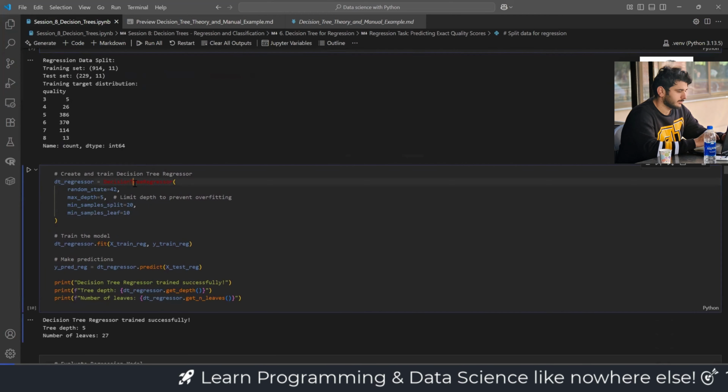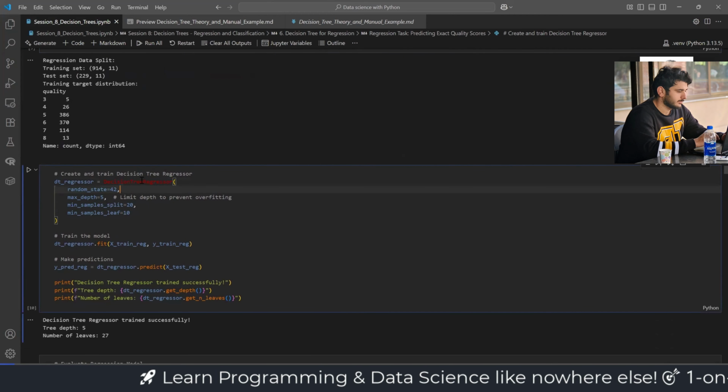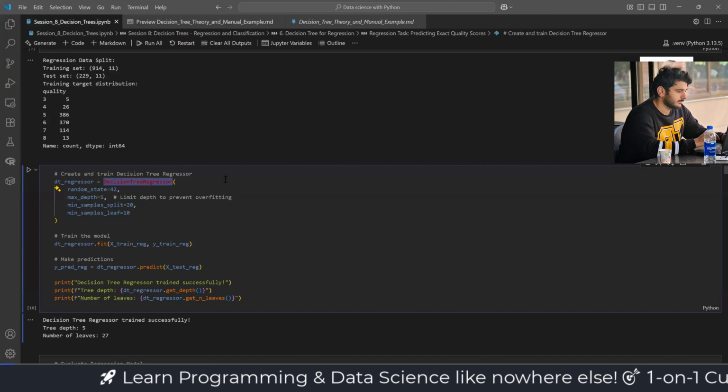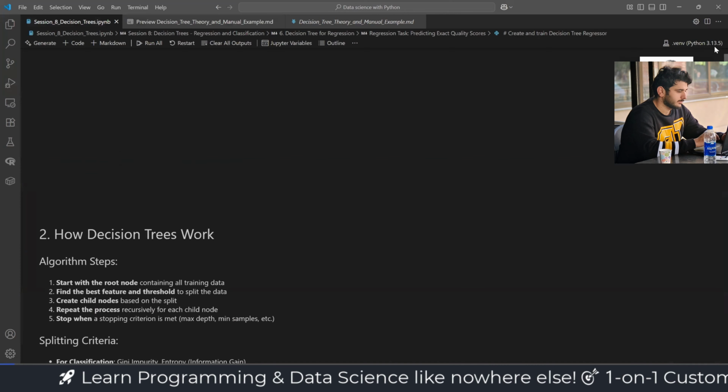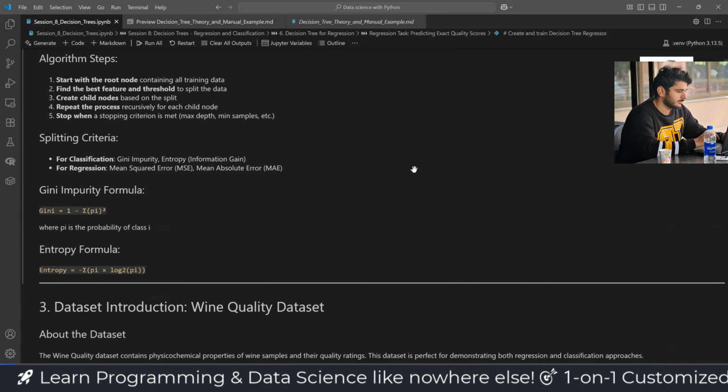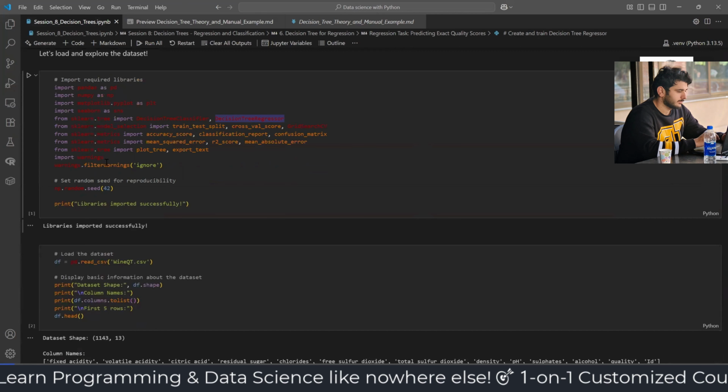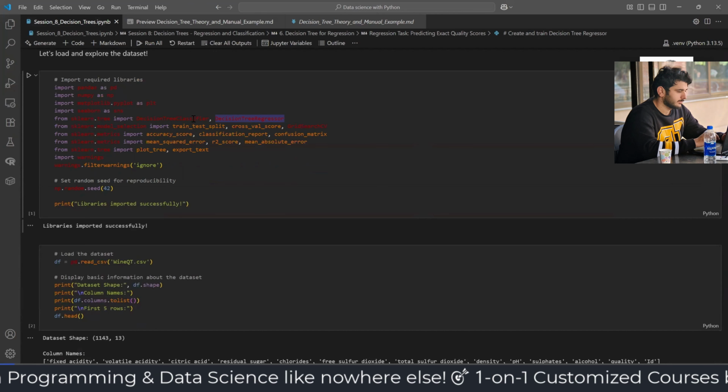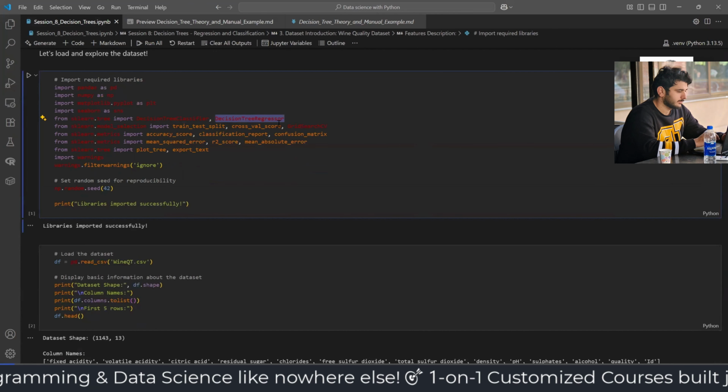Now we are going with the classifiers. That's regressor. That's why we're using decision tree regressor. Again, it's coming from sklearn. If we go to the top of the file, we will see that we imported sklearn tree as decision tree classifier and decision tree regressor.